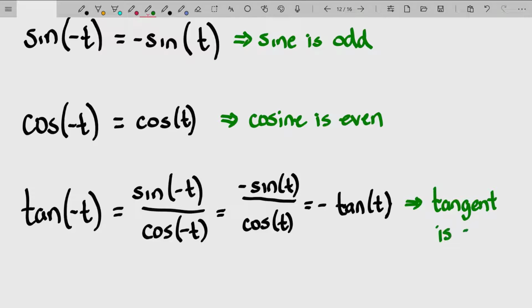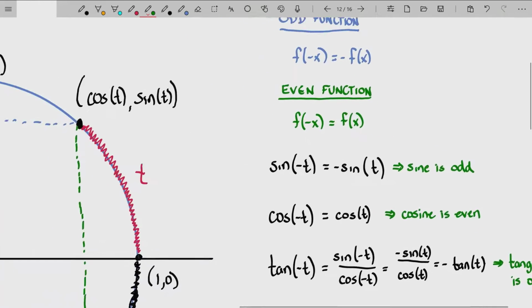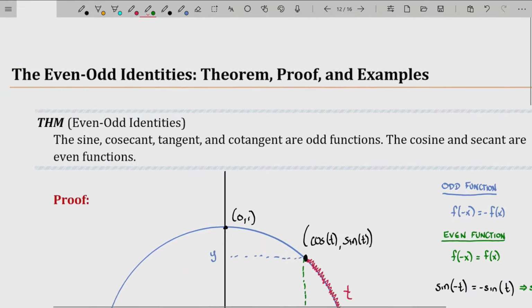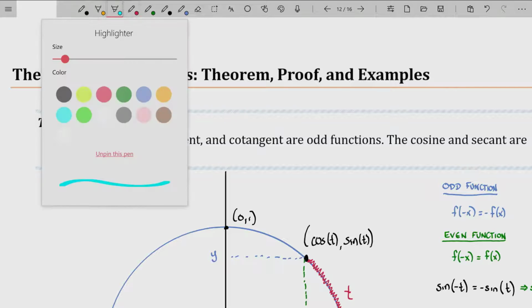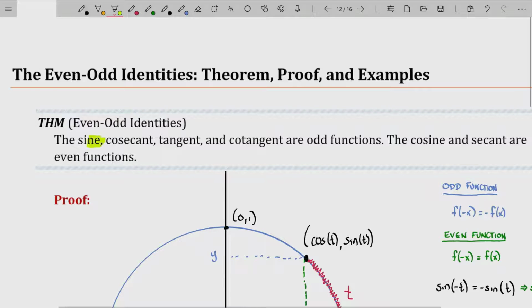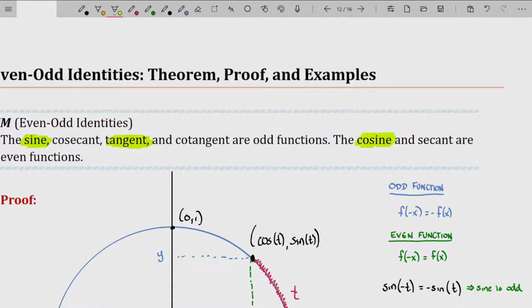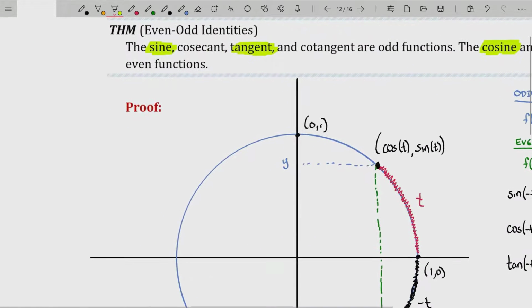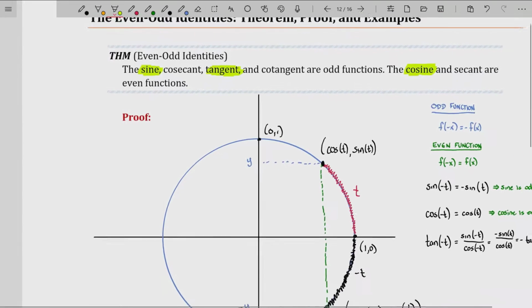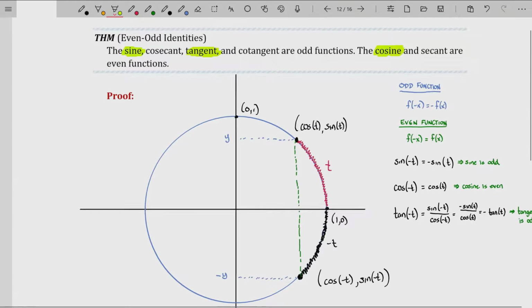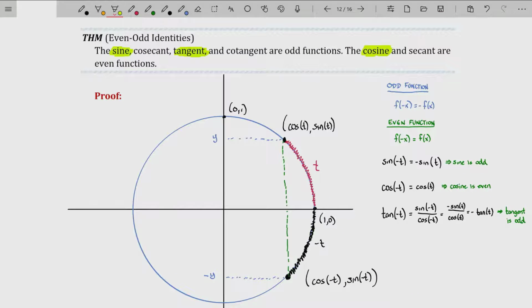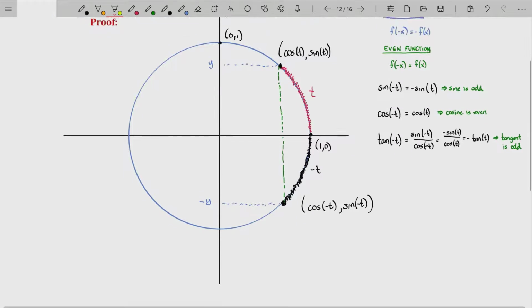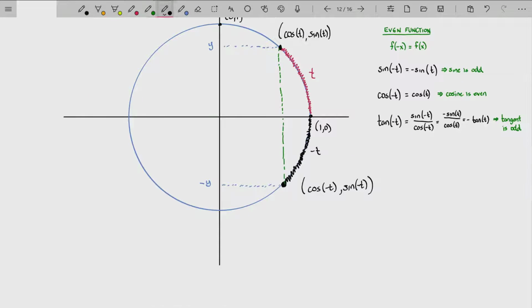So this is the proof that the sine is odd, the tangent is odd, the cosine is even. So what do we say here? The sine is odd, the tangent is odd, and the cosine is even. We've proved that so far. And now the reciprocal functions are proved in the same style, except I'm saying it out loud, it wouldn't be exactly the same way.